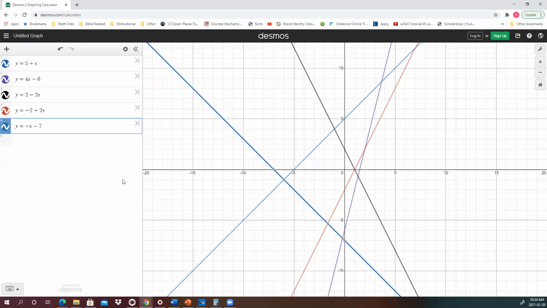Am I sharing my screen? Are you seeing my screen? You're seeing a graph with a lot of plots and a lot of lines. Okay, great. I wanted to plot all of them on one graph. The one we're looking at, minus x minus 7, is this big blue one right here. If you see where it cuts the y-axis, you see that? Yes, negative 7.